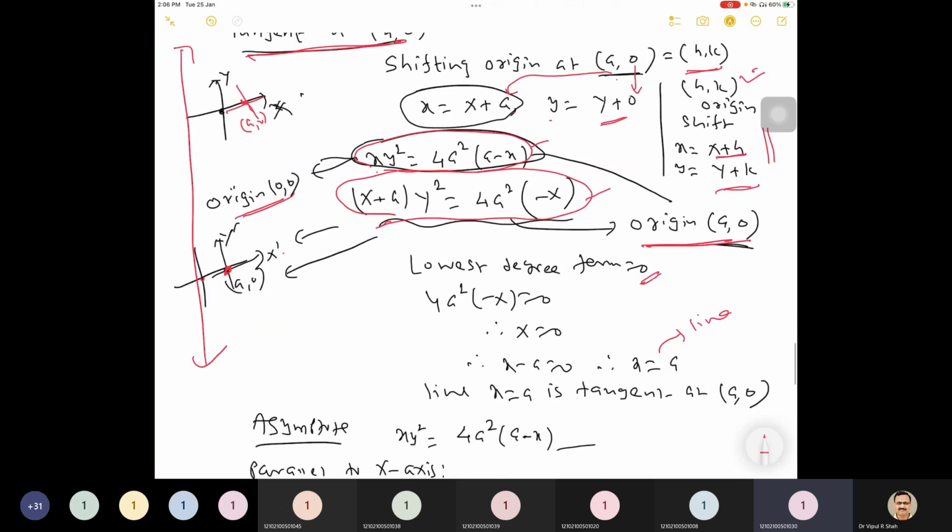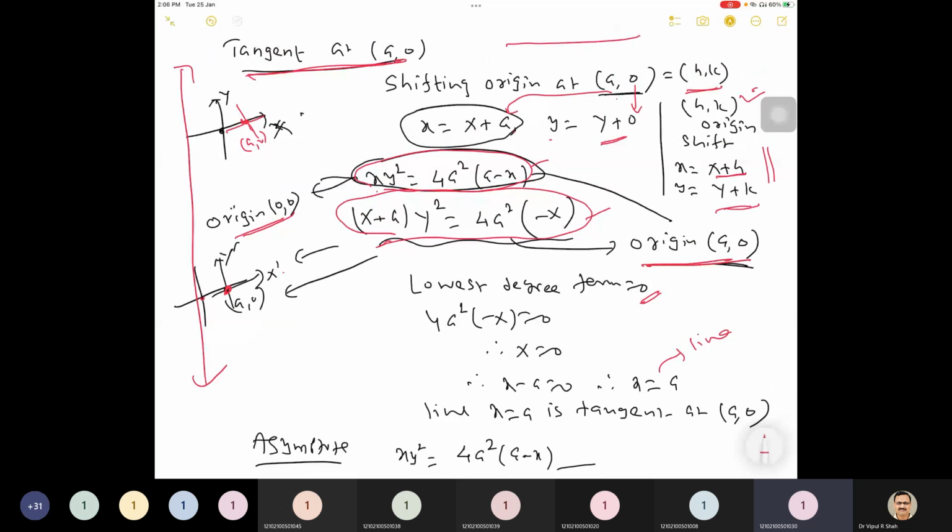next part is asymptote. Okay, now we are looking at the asymptote. First is the asymptote parallel to x-axis. For the asymptote parallel to x-axis, we need to find the highest degree term of x, and its coefficient we need to make equal to 0.